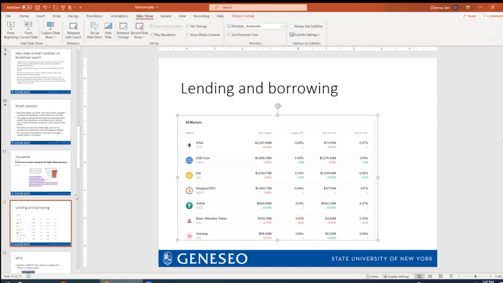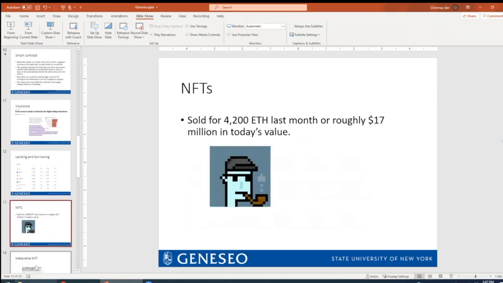So I think I'm getting close to my 15 minutes, but I just want to briefly talk about NFTs. A lot of people are puzzled about why NFTs are going for so much money. For example, this particular picture of a CryptoPunk went for $17 million like 2 months ago. So why are people paying so much money?